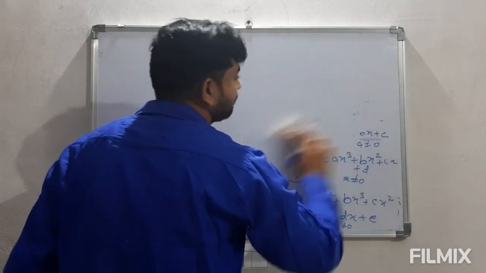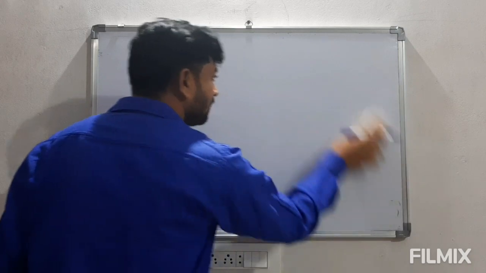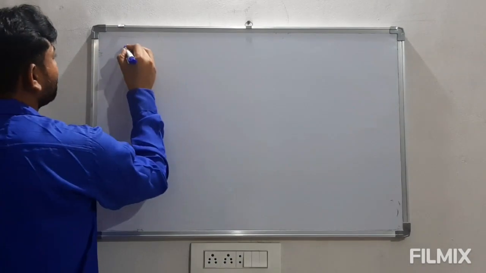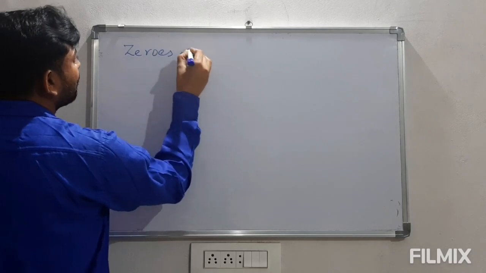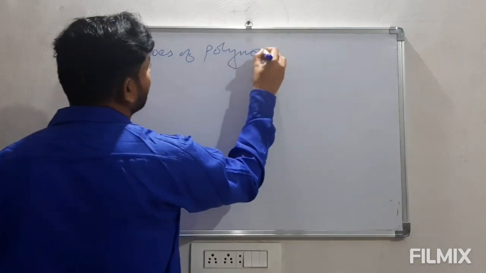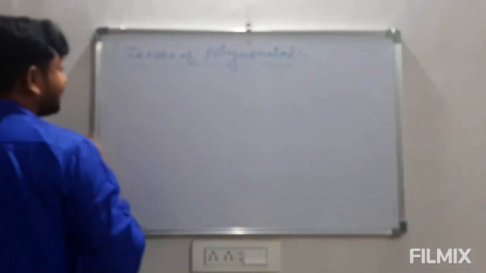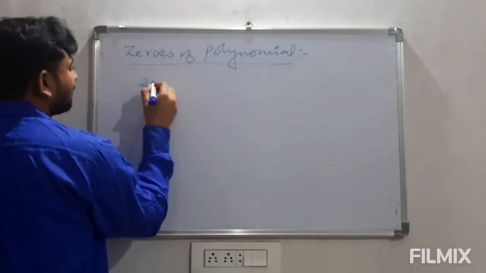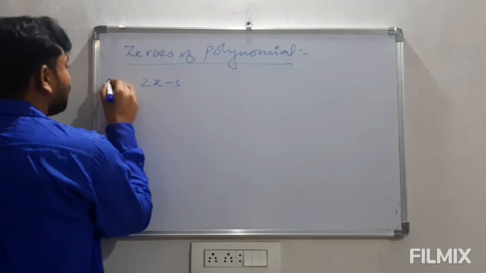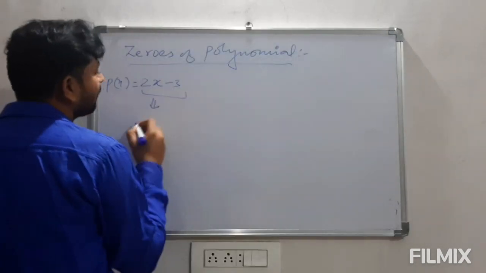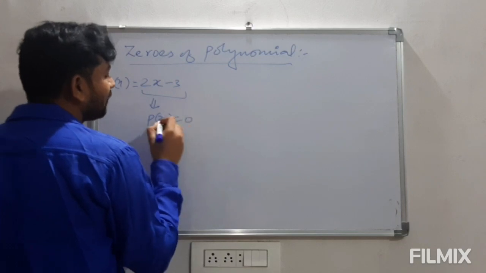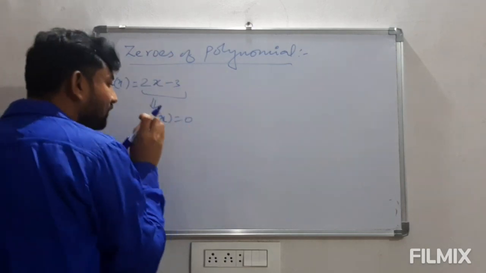Now moving further, based upon this thing only, we will discuss a really important term that you must know, that is zeros of polynomial. Now what does it mean? Suppose we take a very simple example: p of x is equal to 2x minus 3. This is a linear polynomial. If I want to calculate a value where p of x becomes 0, 0 means the value of x for which the polynomial becomes 0.